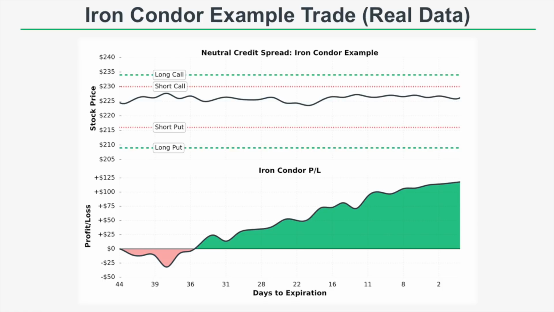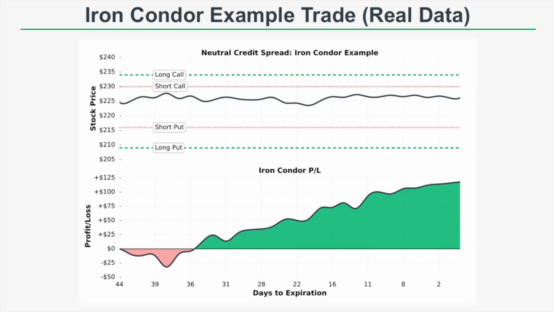So as we can see here, this strategy was actually maximally profitable at expiration because the stock price was in between the short call strike price of $230 and the short put strike price of $216. Now as we can see here, our profit at expiration is $118 since we collected a net credit of $1.18.